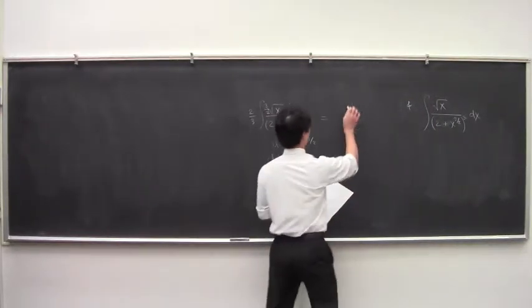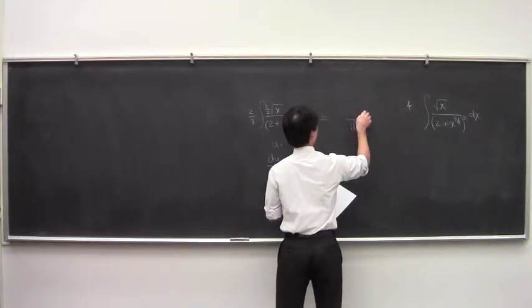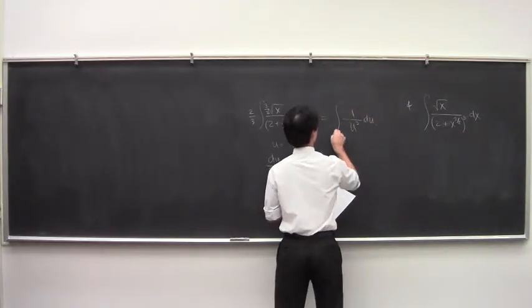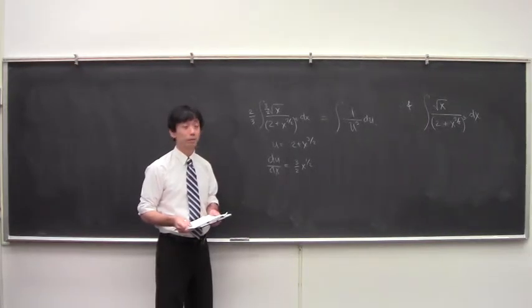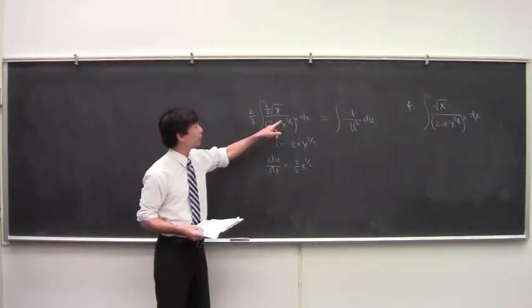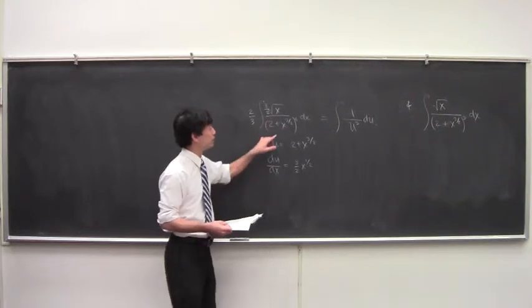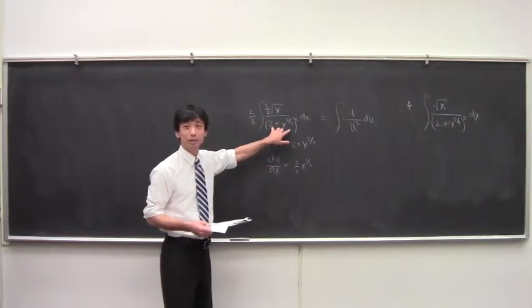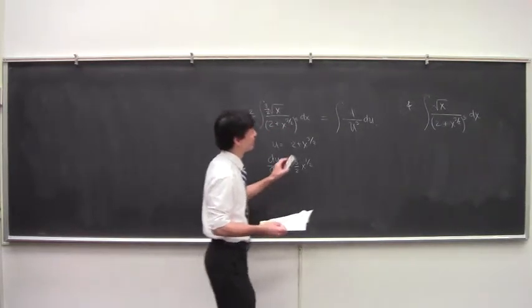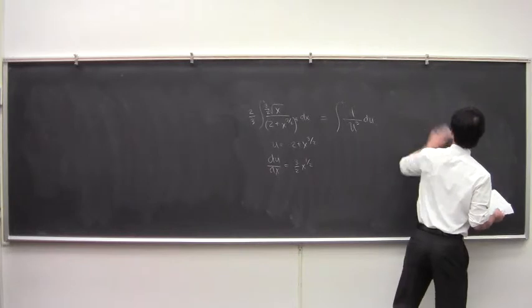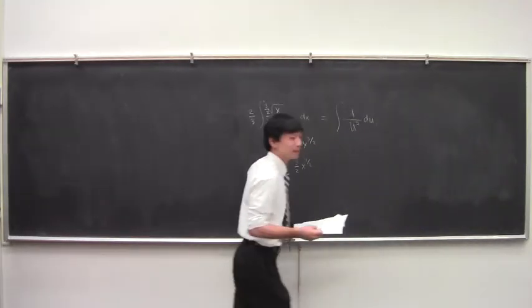So then that gives me the du. Yes, Shannon. Where did the 1 come from? This is u cubed on the bottom, so it's 1 over u cubed. Oh, okay.